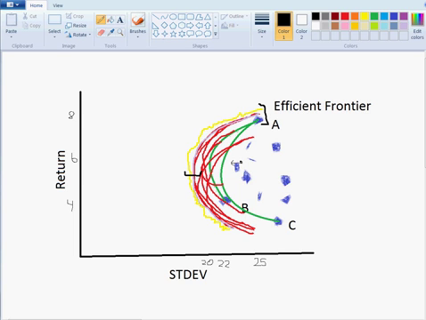Okay, so that is the description of the efficient frontier and how we get there. So when I come back and do the next one, we will add a risk-free asset and see what that does.